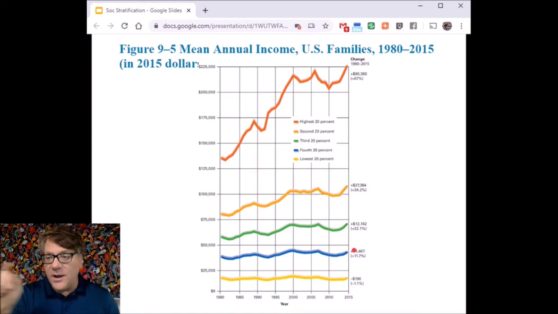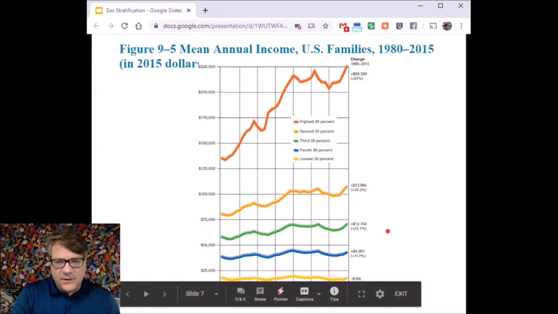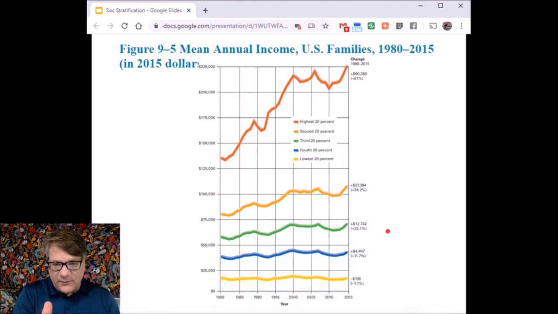Oh, that's our timer. So let's wrap this up, and then we'll close down this lecture. But so annual income for U.S. families from that 35-year time period actually declined for the bottom 20%. Well, you can see what's going on here. As you go up the income ladder, the next 20% increased by 11.7. The next 20% increased by 22.1. The next 34.2. And then when you look at the very top, it increased by 67%.